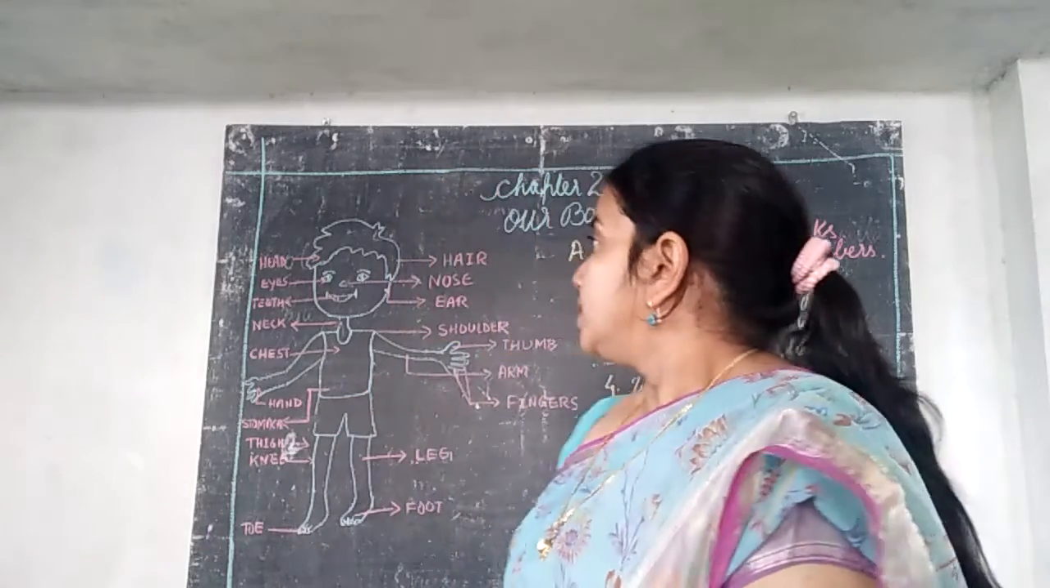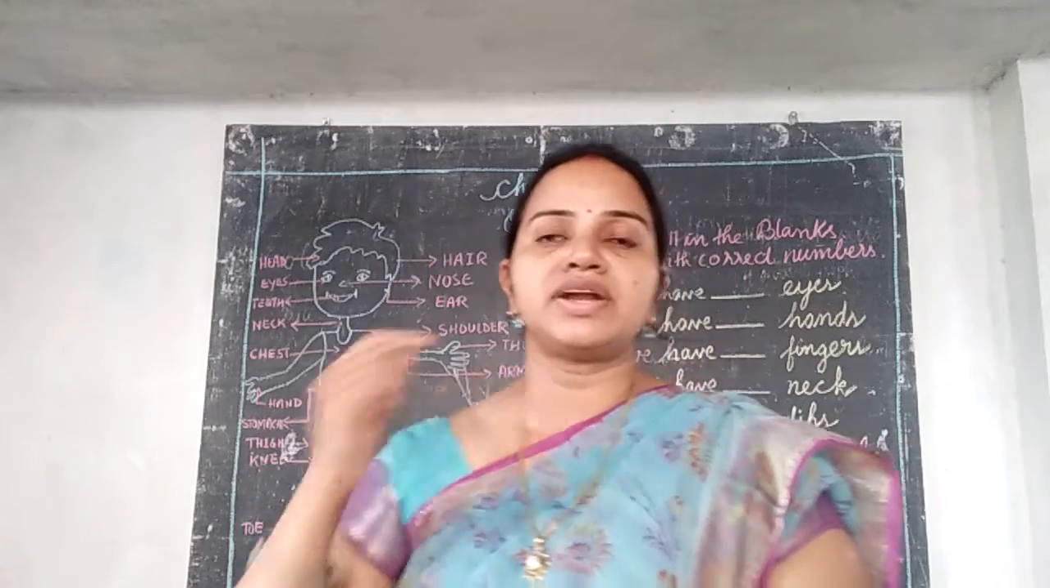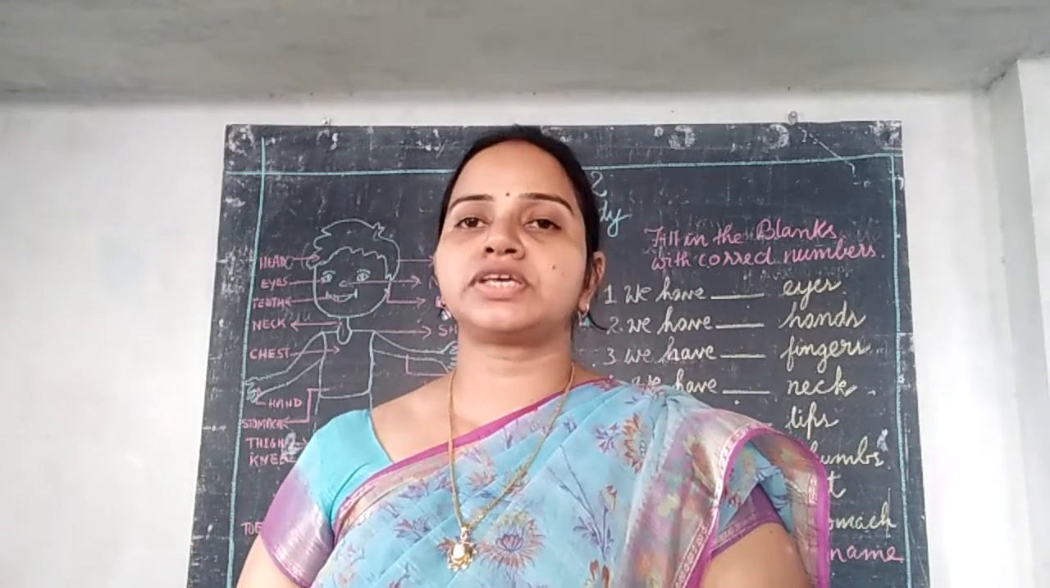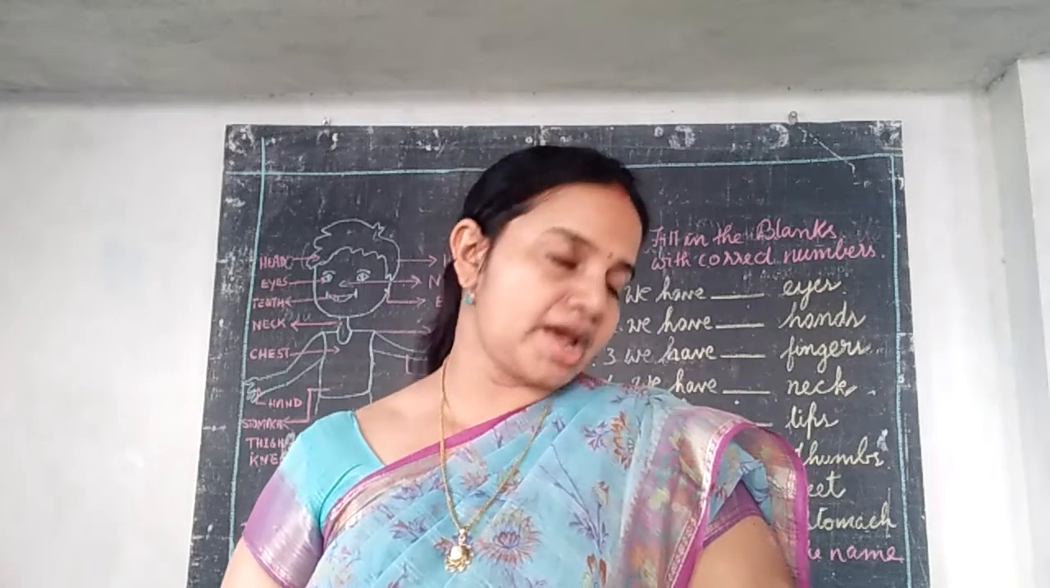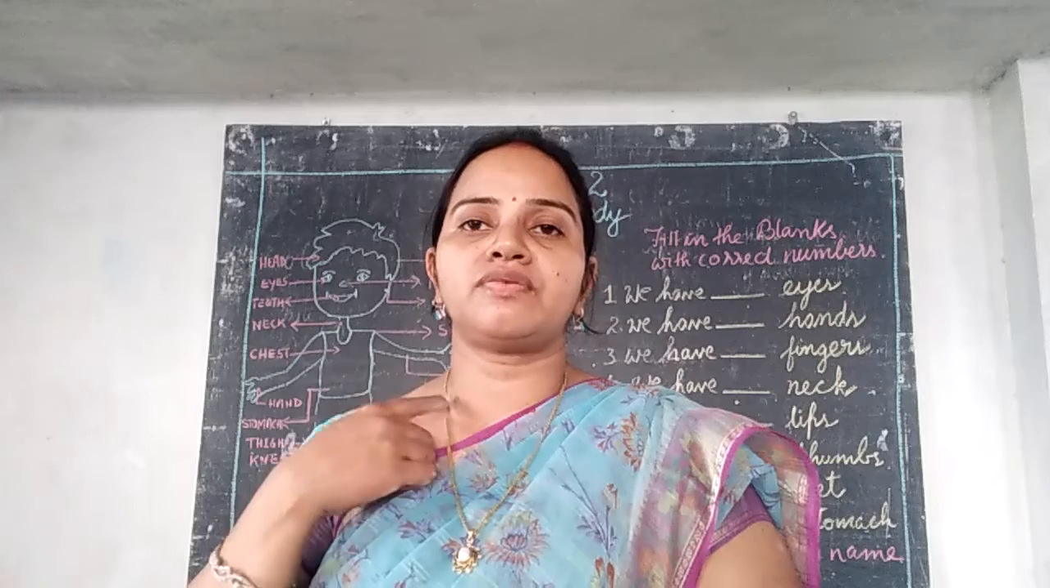Then fourth we have the neck. Yes, this is our neck. It helps us to stand straight and erect. We keep our head erect. We can turn our head in this way. We can move right and left with the help of our neck.